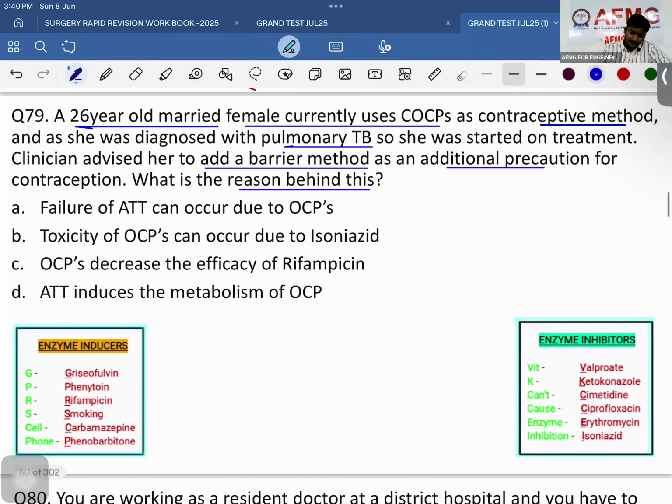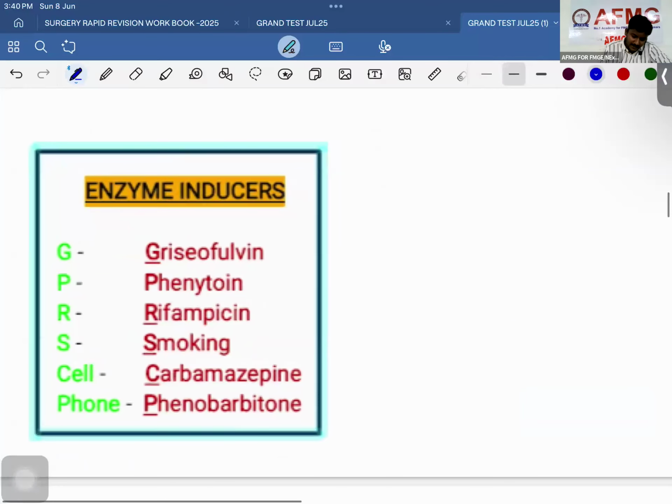Very good. So we know, beta, that there are certain enzyme inducers. If enzyme inducers are given with some other drug, beta, which is metabolized by the microsomal enzymes, what will happen? These enzyme inducers will stimulate the enzyme. The enzyme will get overactivated and it will metabolize that other drug very, very fast. So that will cause failure or toxicity. That will cause failure of the other drug, beta.